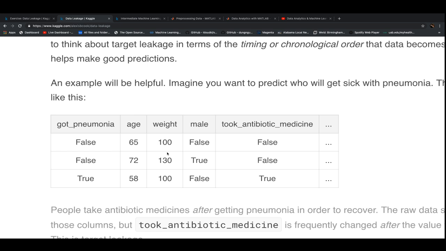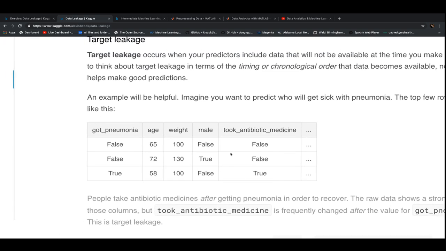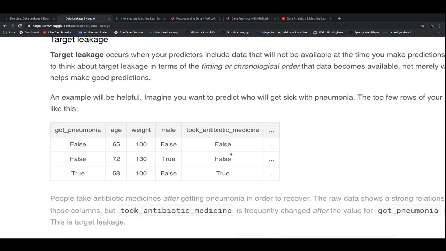But once you put it into production, that particular field, "took antibiotic medicine," would not be available to you, because that only gets filled out once a person has got pneumonia and they have been given the antibiotic medicine. Yeah, so that's a nice example. Basically, if you're using any data that you can't have, or that you only get after you've already determined the prediction target, then that's where you start running into this type of data leakage.